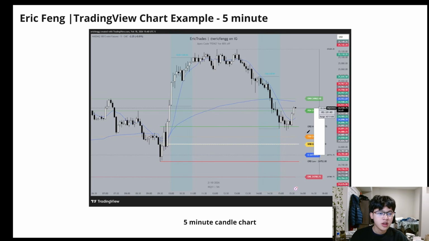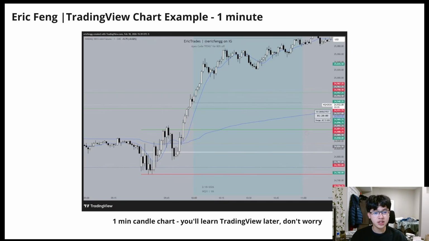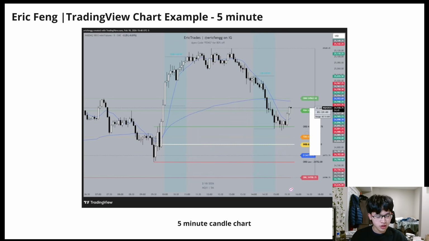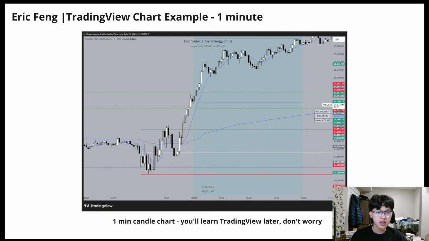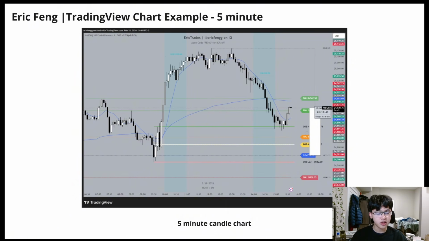Look at this chart. This is actually a 5-minute candle chart. It's the same day as this one, but instead it's on the 5-minute. Each 5-minute candle is 5 of these 1-minute candles. Less information, but you get a bigger picture view. So pause this and see what you can find just looking at this chart.